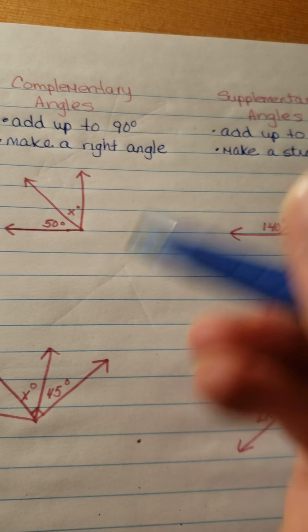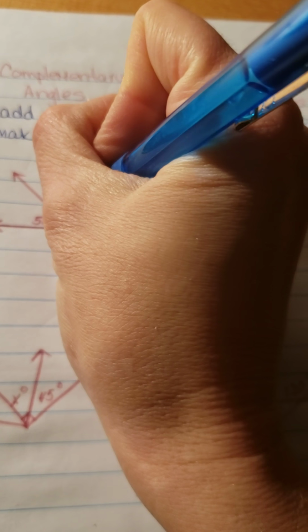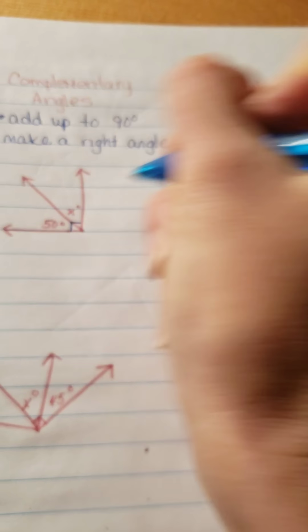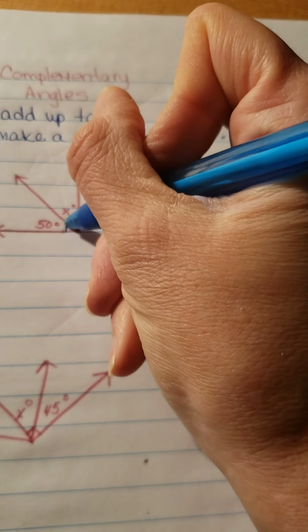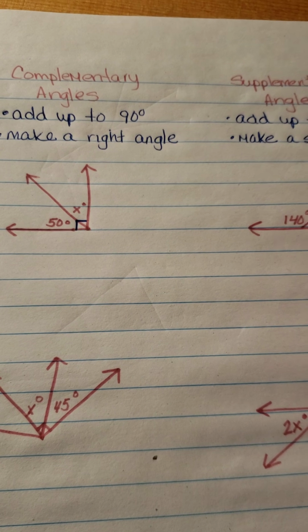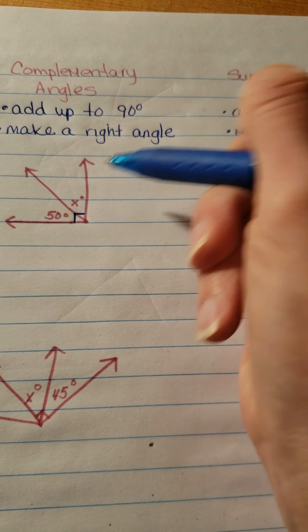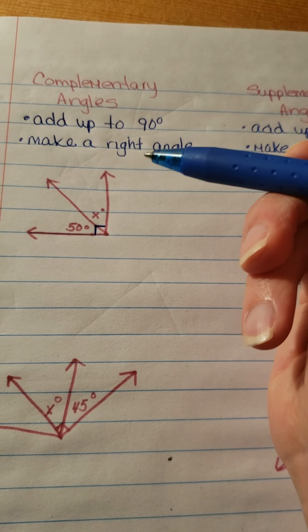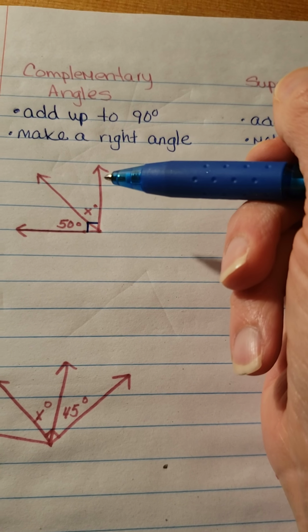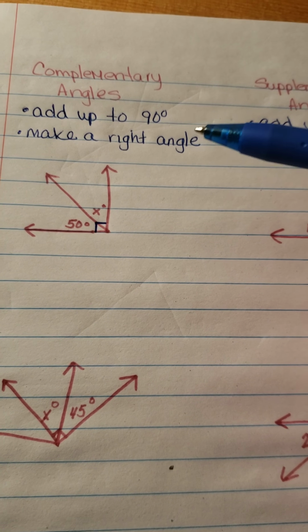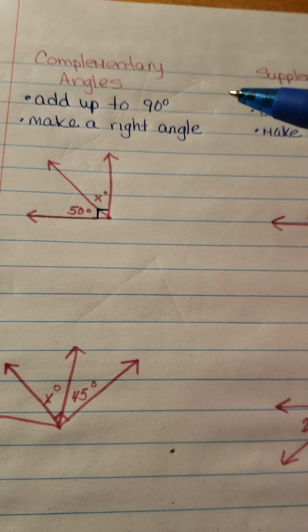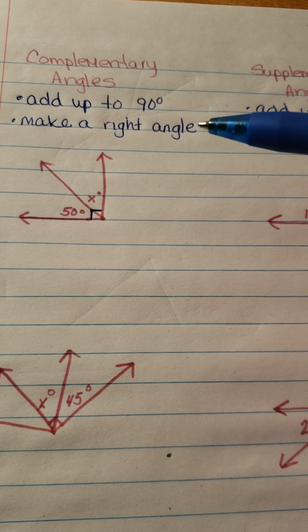So if we look at this, we know from elementary school that this is a right angle because it makes an L. And a right angle usually has that little box. So we know that the 50 plus some number has to equal 90. Some of you will probably just be able to do it in your head and say, well, 90 minus 50 is x. But another way we can do it is to write an equation.